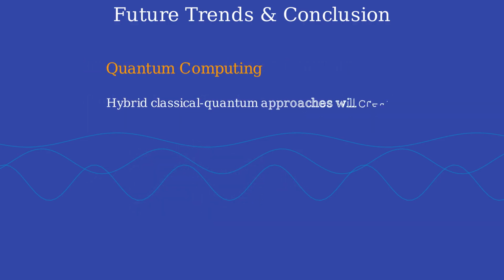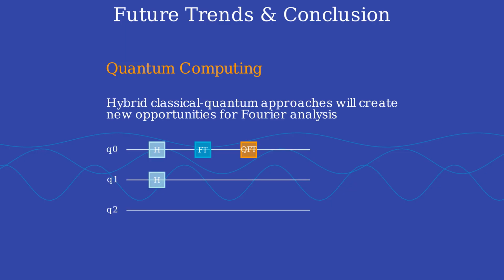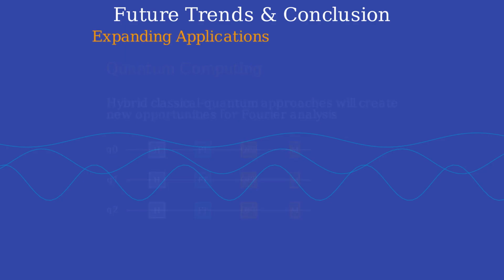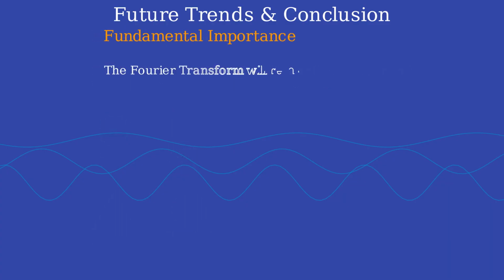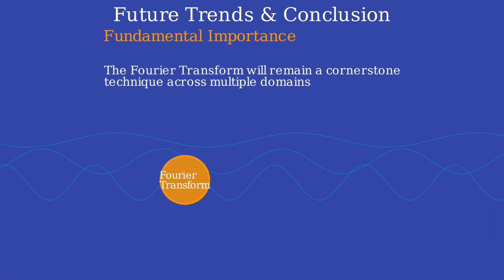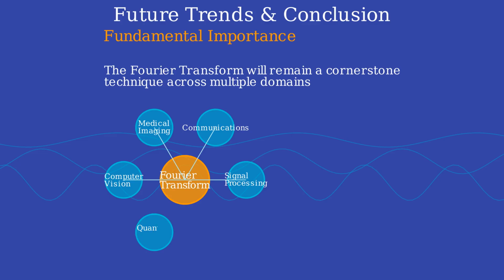Research into hybrid classical-quantum computing approaches promises to unlock entirely new frontiers in data science, where quantum Fourier transforms could revolutionize computation. With these advancements, the applicability of Fourier analysis continues to expand across disciplines, from next-generation communications to advanced biomedical imaging. As we've seen throughout this exploration, the Fourier transform will remain a fundamental cornerstone technique in signal processing, communications, imaging, and emerging domains.